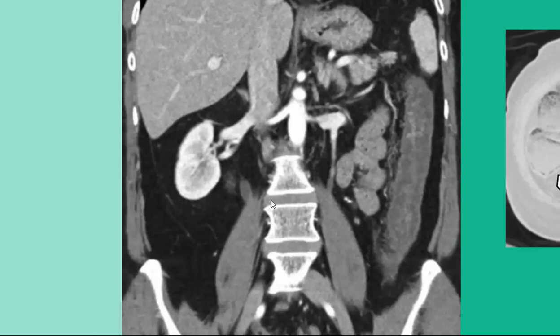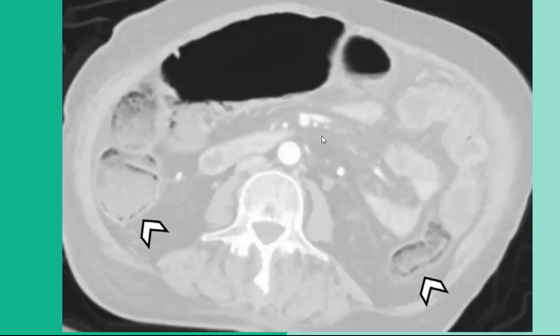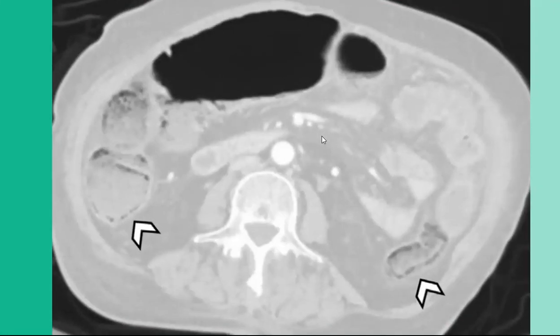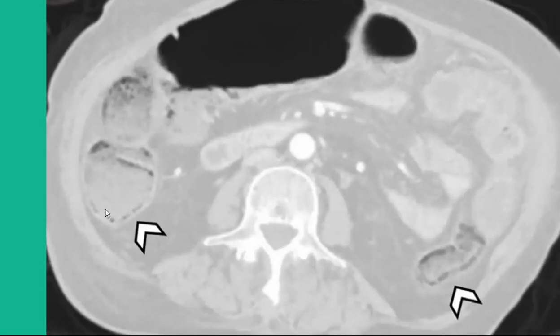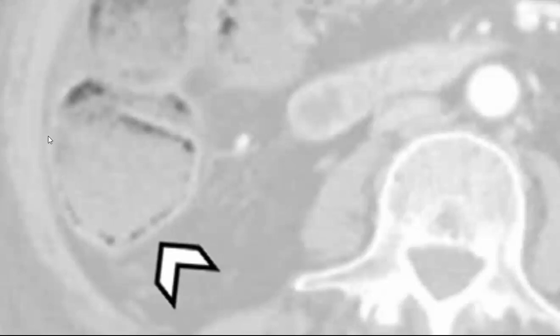Here we have a coronal CT demonstrating wall thickening and edema of the descending colon. We can also see some mucosal hyperenhancement. This is due to reperfusion injury after low flow states. This is an axial CT through the abdomen, but using lung windows to make gas more conspicuous. Here we can see submucosal gas signifying microperforations of the bowel wall, an ominous sign.